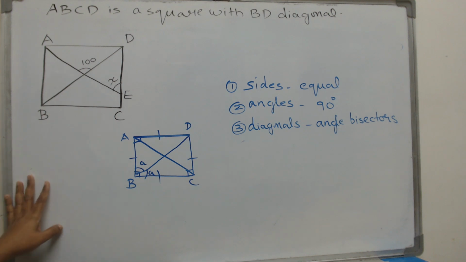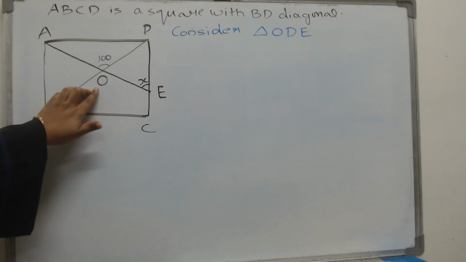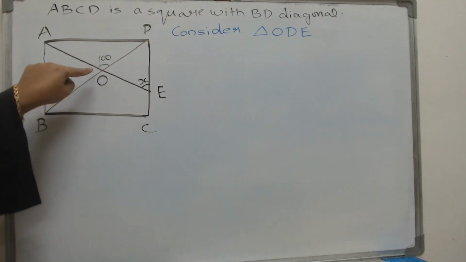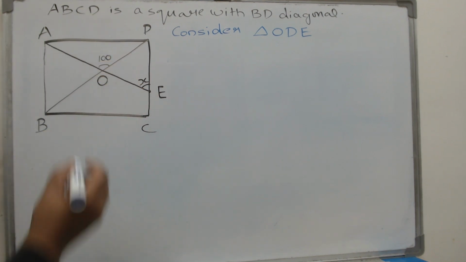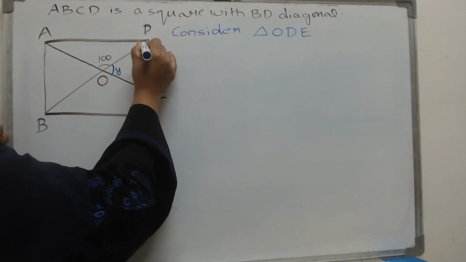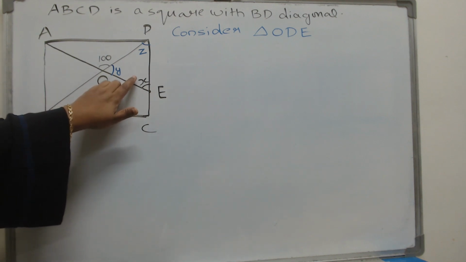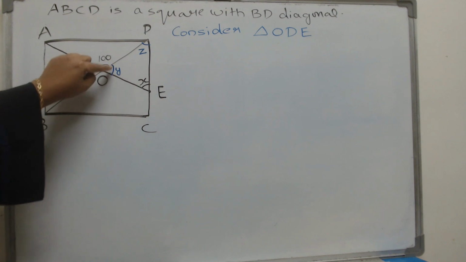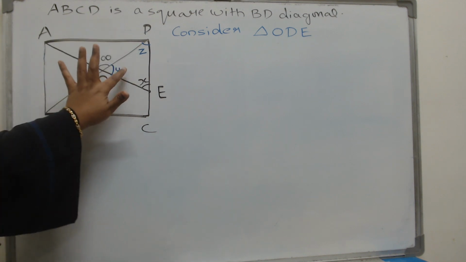Now let us start solving our question. Now I have marked the point of intersection as O. Now consider the small triangle OBE. Now for the ease of understanding, I will name this angle as Y and this angle as Z. What we need to find is the value of this angle X. But instead, let us find the value of these two angles here. We will start with Y.